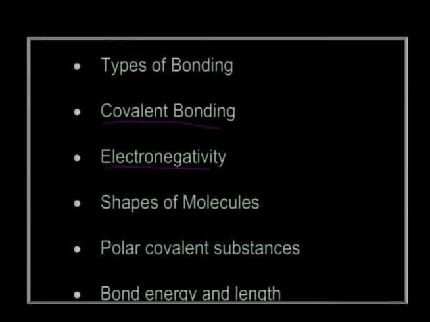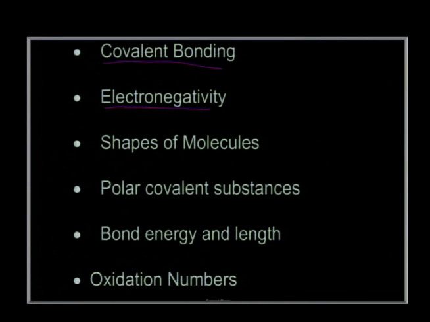Shapes of molecules is another important idea, and you should know that not all molecules have the same shape, and that can determine whether a bond or a molecule is actually polar covalent or non-polar covalent. Once we've looked at that, we've got quite a lot to do. We're going to look at bond energy and bond length. The final thing that we'll look at is oxidation numbers, because oxidation numbers tell us something about where the electrons are in a bond and how the atoms are linked to each other.